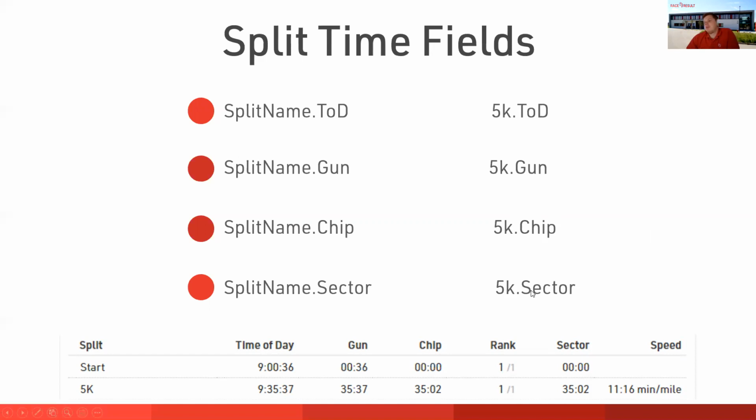And you can also call 5k.sector. Obviously, for 5k, the sector doesn't really make sense because here the sector is the same as the chip time. For a 10k sector, that would work. And the chip time will default to gun time if there's no start detection. That's correct.